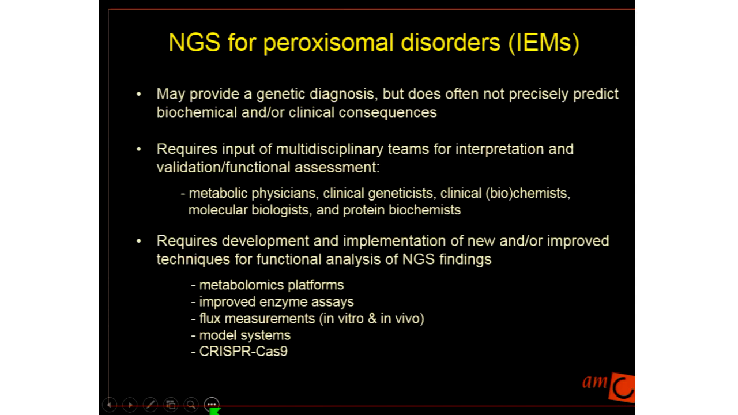And therefore, I think it requires the input of multidisciplinary teams for interpretation and validation and the functional assessment of the next generation sequencing. I think it's very important to involve also metabolic physicians, clinical geneticists, clinical biochemists, molecular biologists, and protein biochemists in the annotation of these data. And of course, it requires the development and implementation of new and improved techniques for the functional analysis of NGS findings. And especially with regard to metabolic diseases, the metabolomics platforms will be very important.